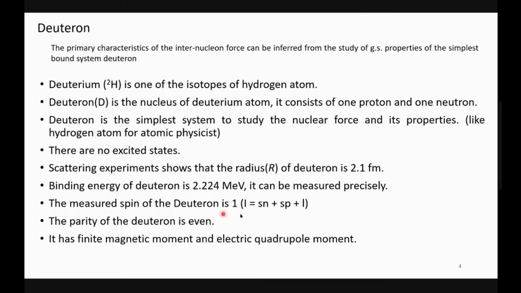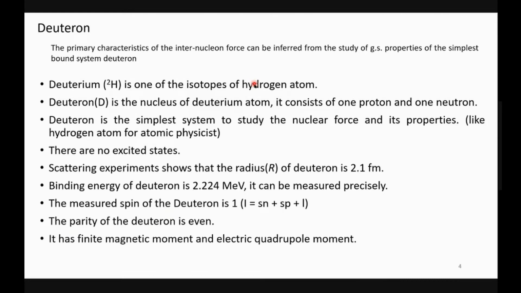The measured spin of the deuteron, that is capital I, is equal to the sum of spin angular momentum plus orbital angular momentum, that is spin of the neutron plus spin of proton plus orbital angular momentum value L. And the experimentally known parity of the deuteron is even, and it has finite magnetic moment and electric quadrupole moment. So these are some of the properties of the deuteron.